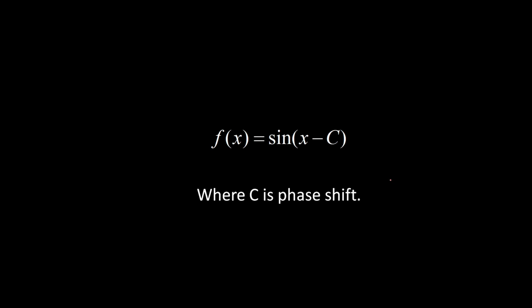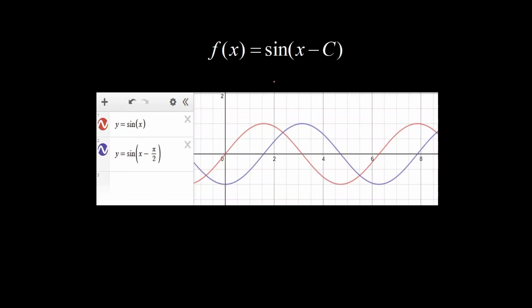Let's look at a graph on that. So I'm just looking at this general form right here. Sine of x minus c. Now on the graph, the red line is a traditional sine function there. And then the blue line is this one that has a pi over 2 phase shift.